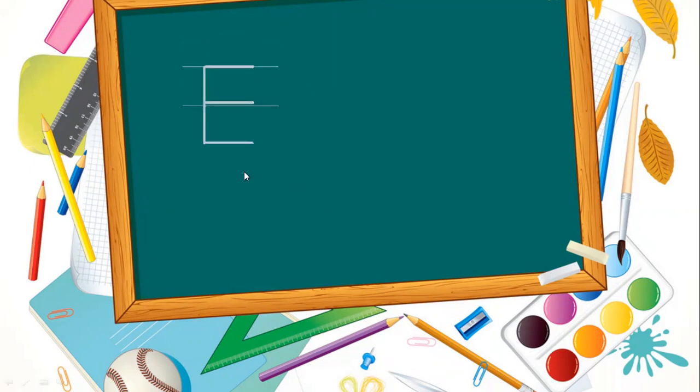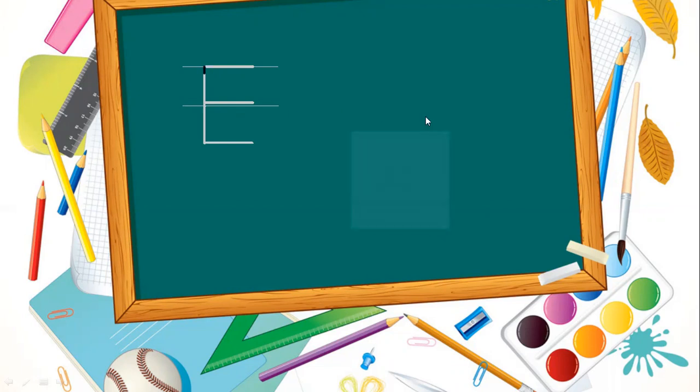Our next letter is E. Again, start a standing line from the top to the bottom, and then from the top draw a sleeping line, and then draw a sleeping line from the middle, and then again draw a sleeping line from the bottom. This is our letter E. With the help of one standing line and 3 sleeping lines, we draw our letter E.